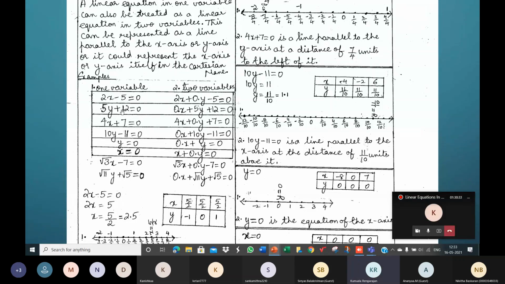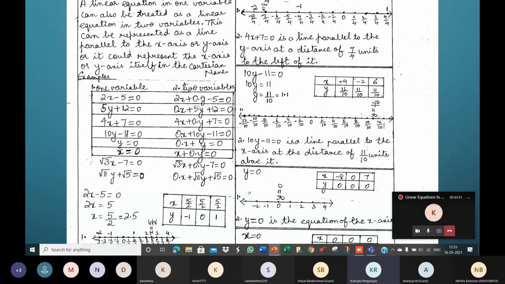Now, when you treat it as an equation in one variable x, it is just a point on the number line. The same equation, when you treat it as an equation in two variables x and y, is represented by a straight line in the Cartesian plane. To get that straight line in the Cartesian plane, you need to make this xy table. You need to assume some values of y and find the corresponding values of x, or you can assume values for x and find the corresponding values of y.